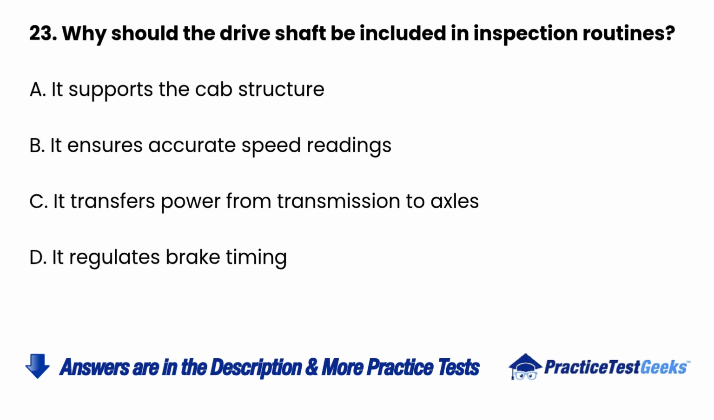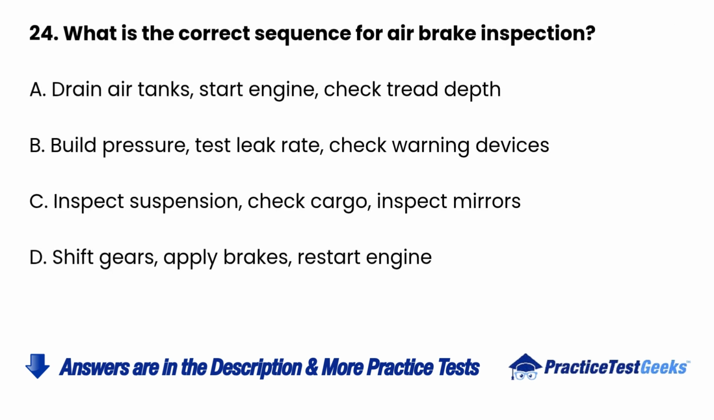A. It supports the cab structure. B. It ensures accurate speed readings. C. It transfers power from transmission to axles. D. It regulates brake timing. 24. What is the correct sequence for air brake inspection?